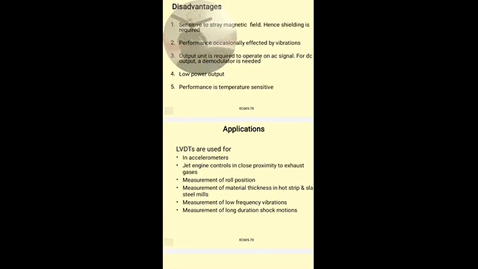Coming to the applications, LVDT is used to measure displacement ranging from a fraction of a millimeter to a centimeter. Very small, minute changes and movements can be measured using the LVDT, acting as a secondary transducer.